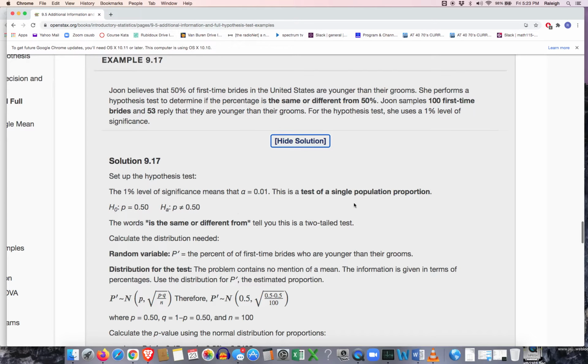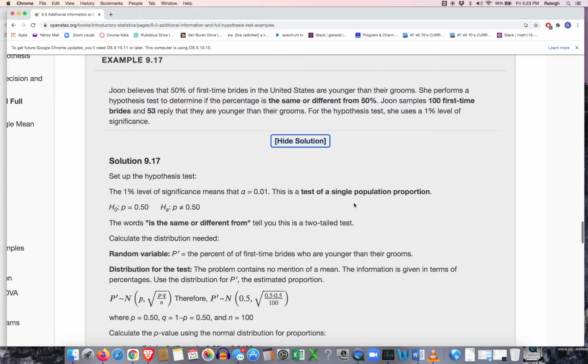So P prime, I'm used to saying P hat, but P prime is fine. Percent of all first-time brides who are younger than their grooms, and 53 were younger. I think it used to be more than that. It used to be a much stronger number than that, but hard to say exactly.